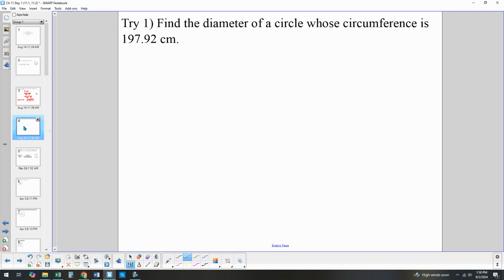So here's a try. We're looking for the diameter of the circle this time. Pause. Answers are posted online.